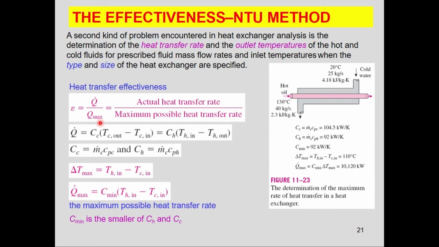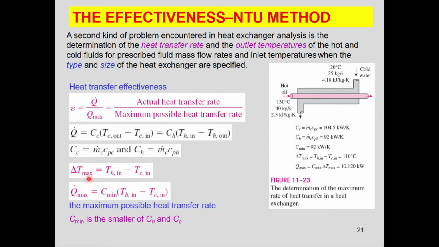Q max is the maximum possible heat transfer rate, and it is only possible when we have the maximum value of delta T. And the maximum value of delta T is only possible when we take the difference between the inlet temperature of the hot stream and the inlet temperature of the cold stream. When we take the difference, we will have the maximum value of delta T, which is simply represented by delta T max.